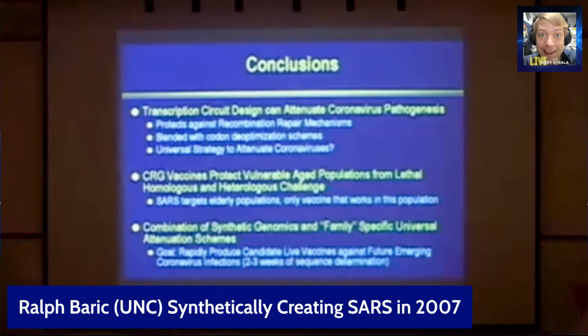Field vaccines don't. And I think the combination of synthetic genomics and family-specific universal attenuation schemes can achieve a goal of rapidly producing candidate live virus vaccines within about 2 weeks of identifying the sequence of a newly emerging pathogen.